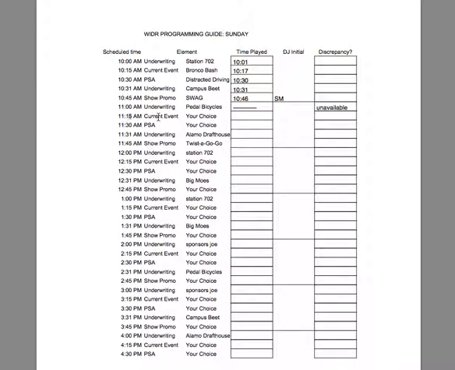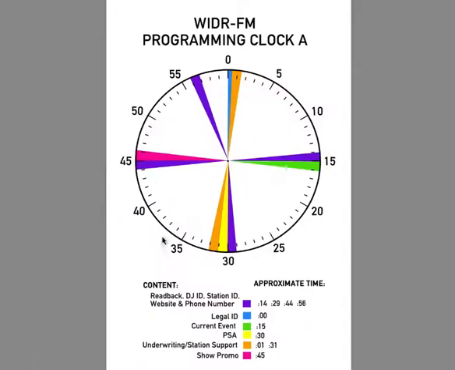Now at 11:15, I'm going to play a current event, and it says your choice, which means as a DJ, I can just go into the folder and choose a current event to play. Maybe I'll sort them by date played and play the one that hasn't been played recently. Alright, I think that covers clock A pretty well.